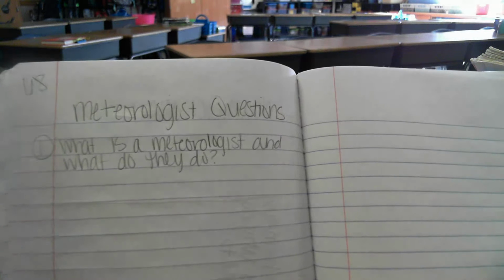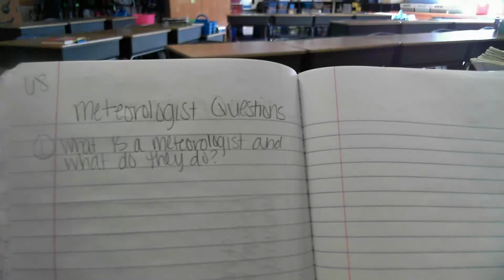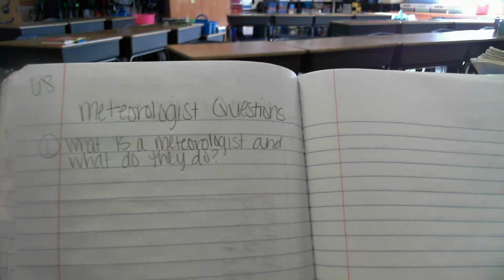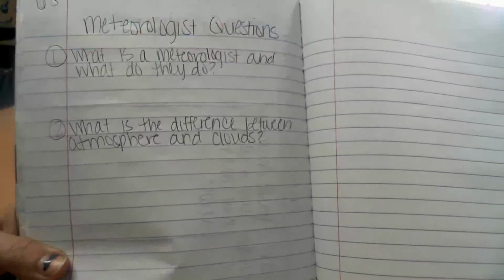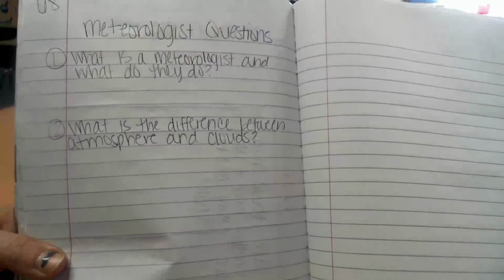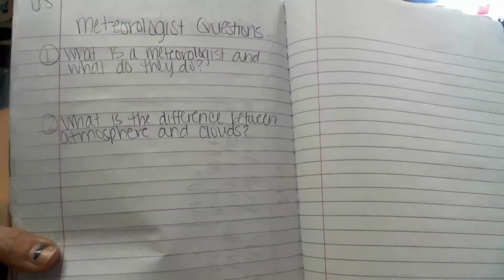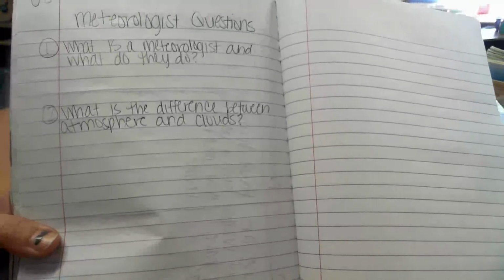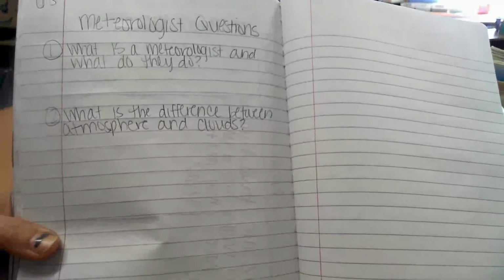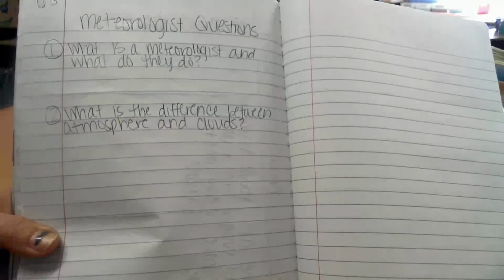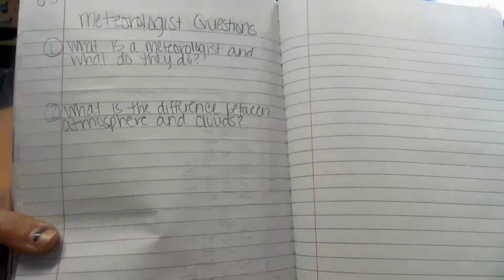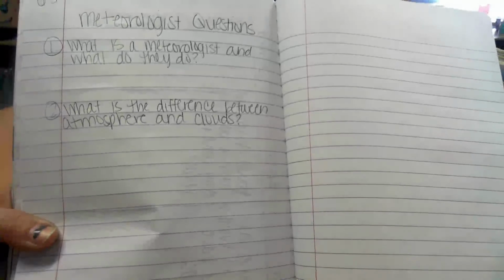All right, so your first question is, what is a meteorologist and what do they do? I want you to write the question and then go ahead and answer it. All right, for number 2, I want you to write, what is the difference between atmosphere and clouds? And I want you to write what you think is the difference between atmosphere and clouds. Now remember, we're going to be talking about these, so you might not know, but I want you to make a really smart, reasonable, educated guess. And then I'm going to write number 3 for you to copy down. So go ahead and answer that one.